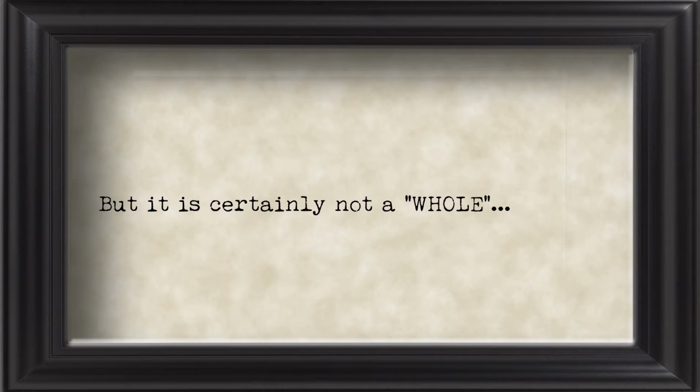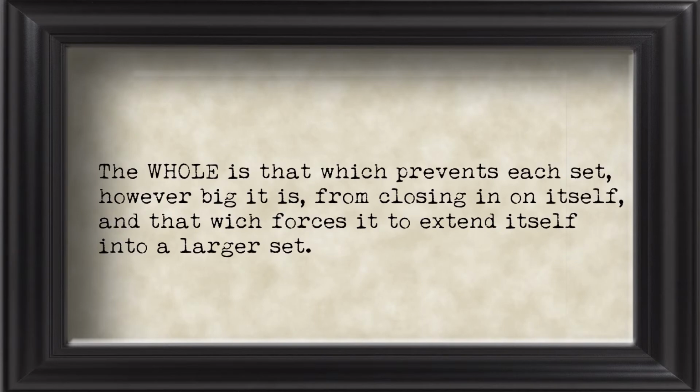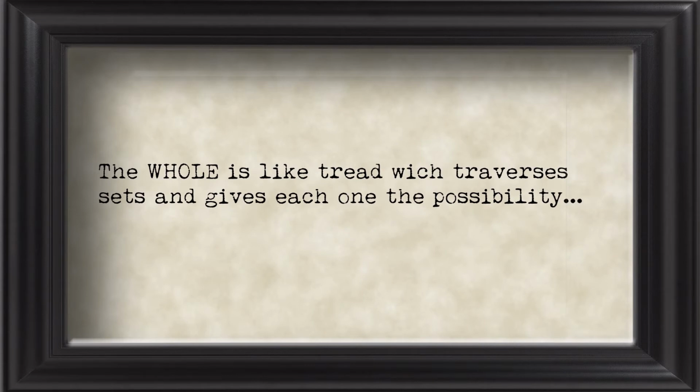We know the insoluble contradictions we fall into when we treat the set of all sets as a whole. It is not because the notion of the whole is devoid of sense, but it is not a set and does not have parts. It is rather that which prevents each set, however big it is, from closing in on itself, and that which forces it to extend itself into a larger set. The whole is therefore like a thread which traverses sets and gives each one the possibility, which is necessarily realized, of communicating with another, to infinity.